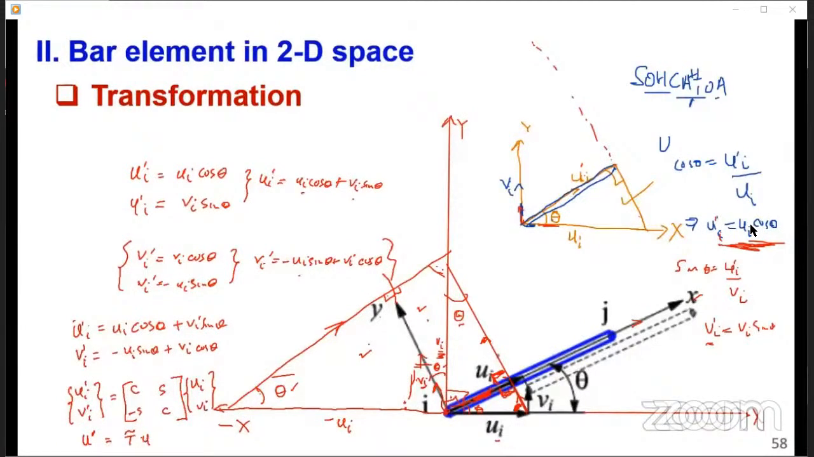So you can see you have been able to transform the deformation in the local coordinate system to the global coordinate system using a transformation matrix. But this transformation matrix is not complete because we just transformed this node I. The same will happen when we come to J.